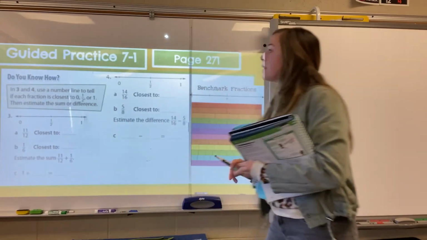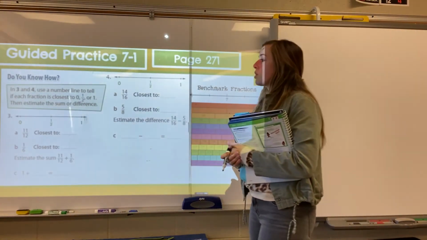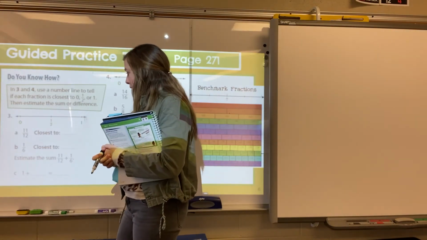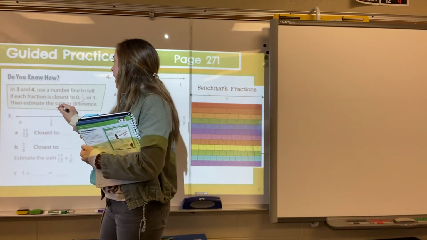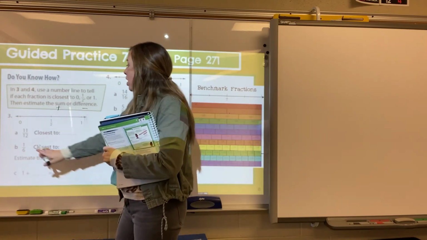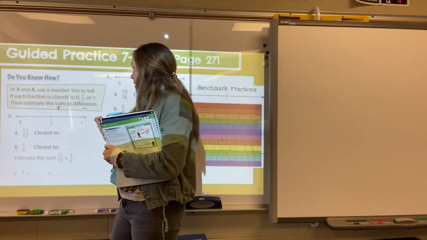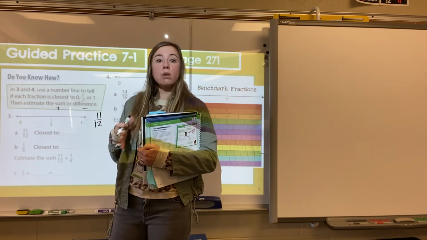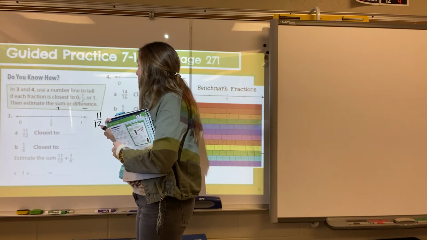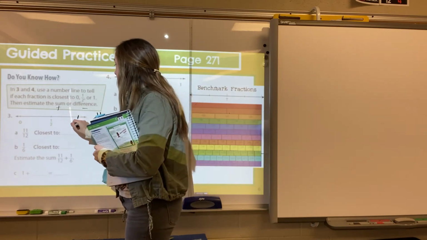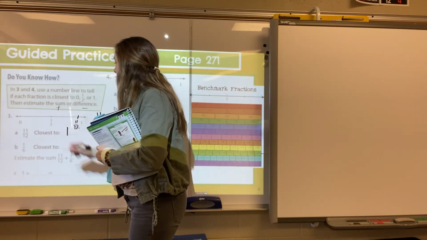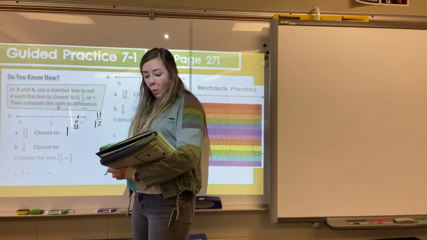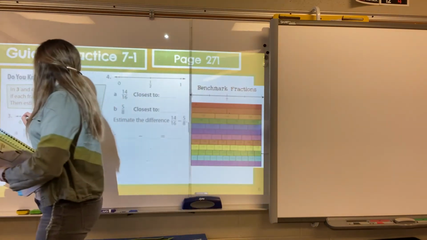Okie dokie. In 3 and 4, use a number line to tell if each fraction is closest to 0, 1/2, or 1 whole. Then estimate the sum or difference. So remember, sum is when we add, difference is when we subtract. So 11/12 is our first one. Now, I talked about if I have 11 out of 12 pieces, I have almost the whole thing. So this is going to be very close to my 1 whole, and the estimation would be about 1.